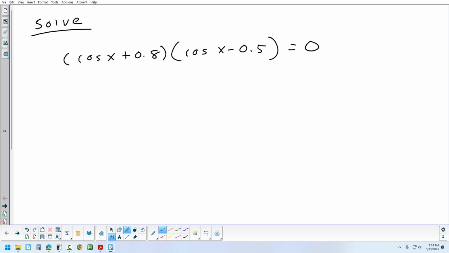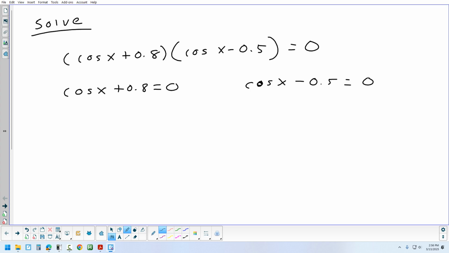This is 7.6, right? Yes. Yep, okay, 7.6. Set them both equal to 0? Yep, so we're going to set them both equal to 0. So we'll start with cosine x plus 0.8 equals 0, and cosine x minus 0.5 equals 0.